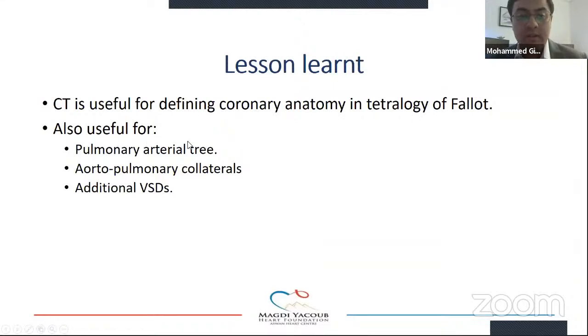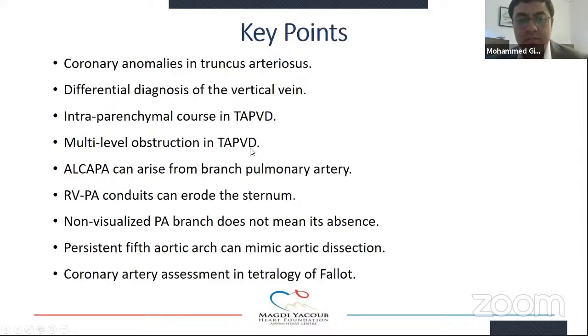Also, it answered the other major questions. The pulmonary arterial tree: it displays the branching pattern of the pulmonary arteries and excludes central and peripheral pulmonary artery stenosis. It displays the aortopulmonary collaterals, their number, their site and origin, and their terminations. Also, it can show additional muscular VSDs that can be missed by echo. So this is the lesson learned from this case, and I will summarize the key points from the cases before.